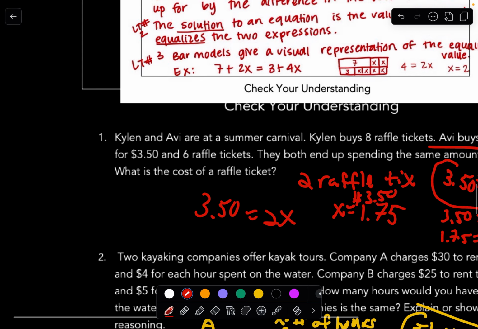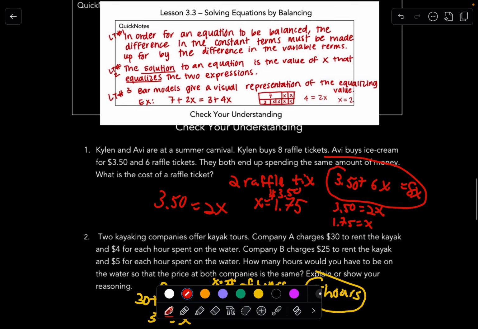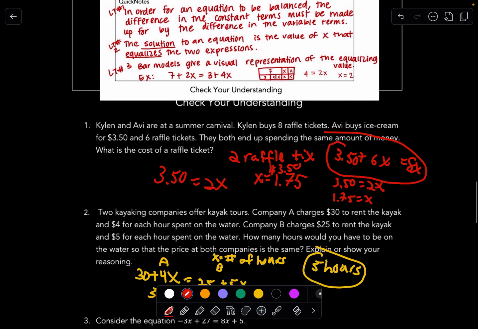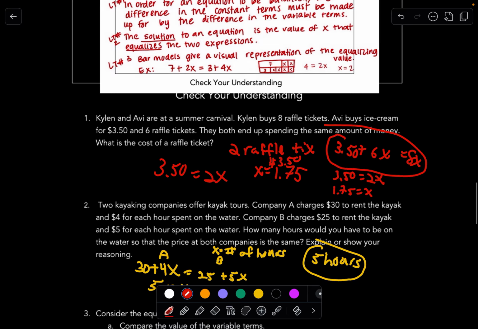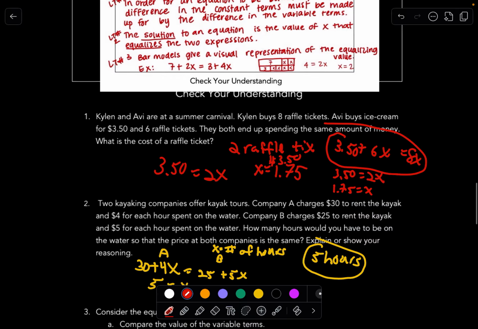Okay, answering number 2. 2 kayaking companies offer kayak tours. Company A charges $30 to rent the kayak, and $4 for each hour spent on the water. Company B charges $25 to rent the kayak and $5 for each hour spent on the water. How many hours would you have to be on the water so that the price at both companies is the same?